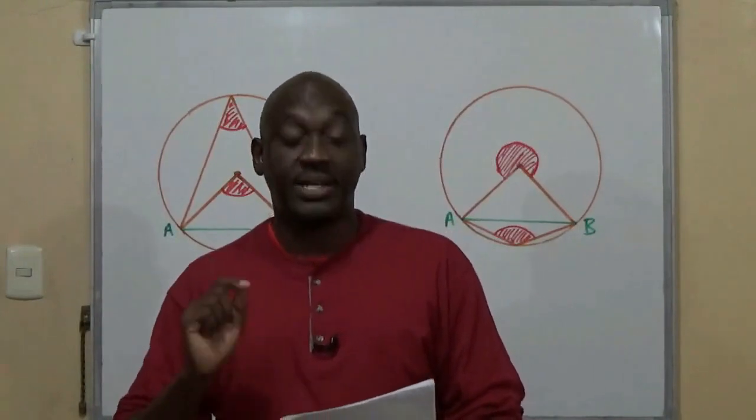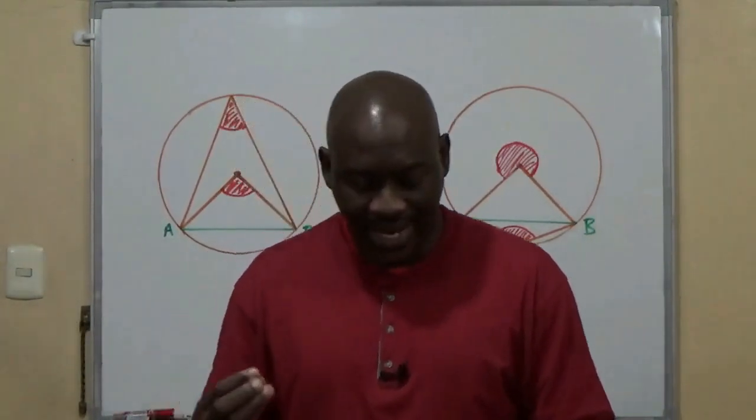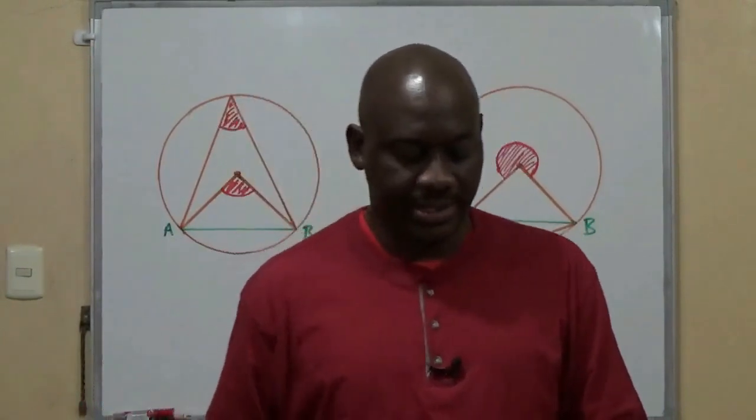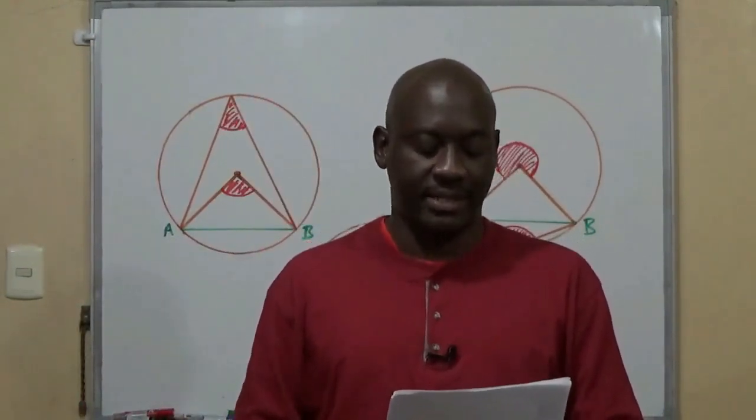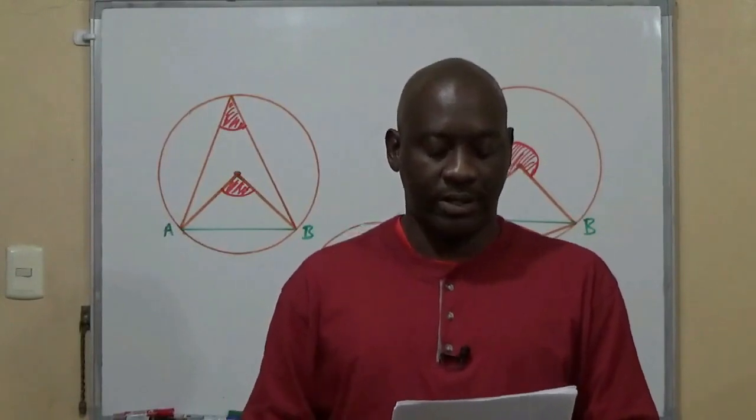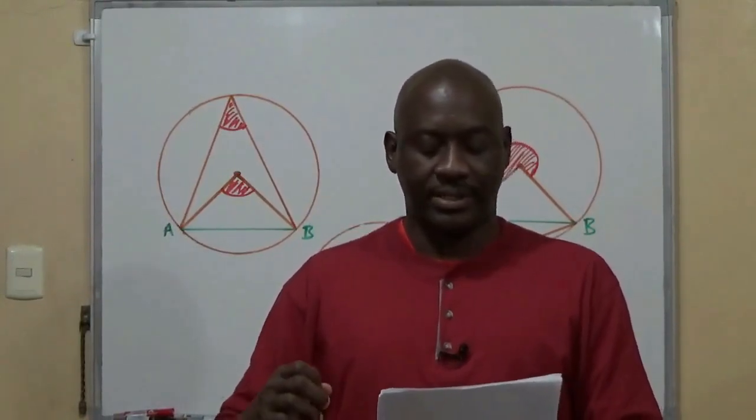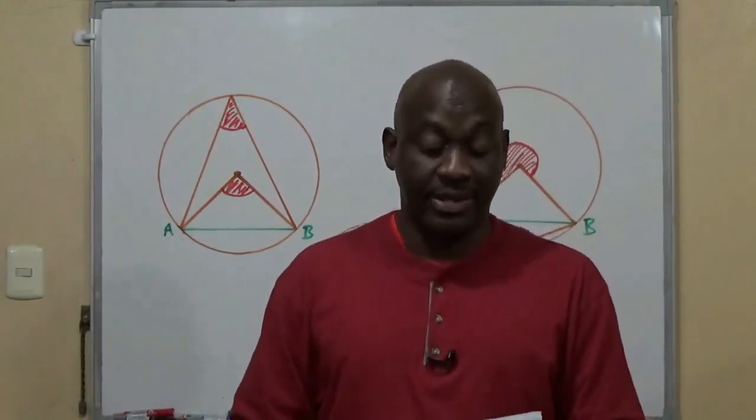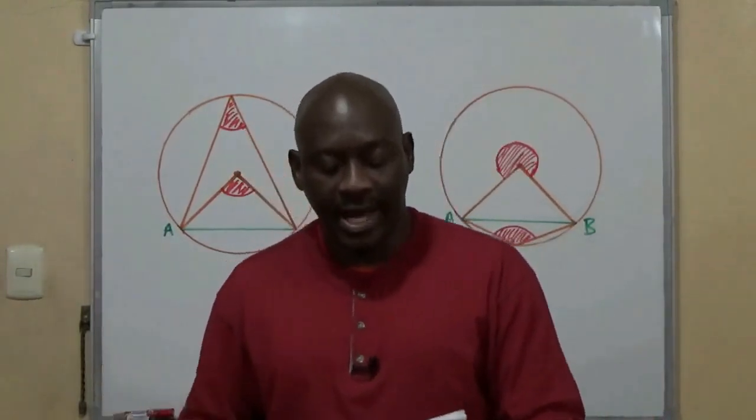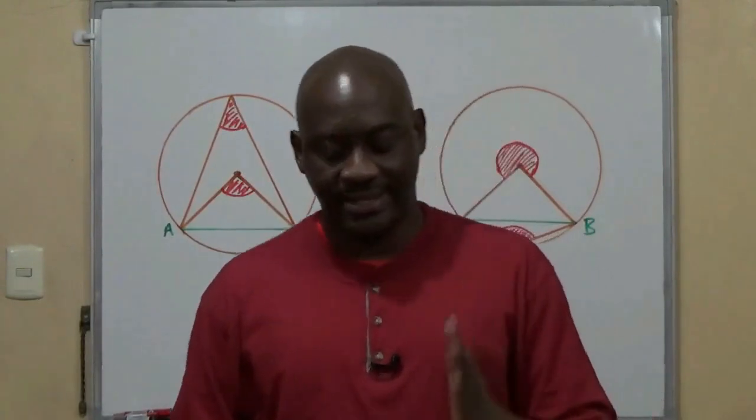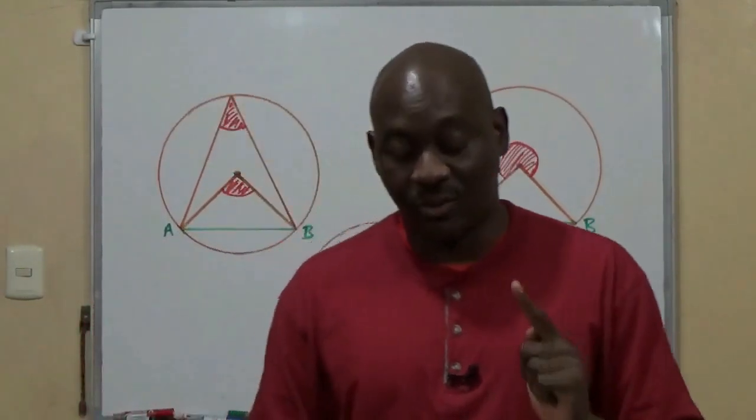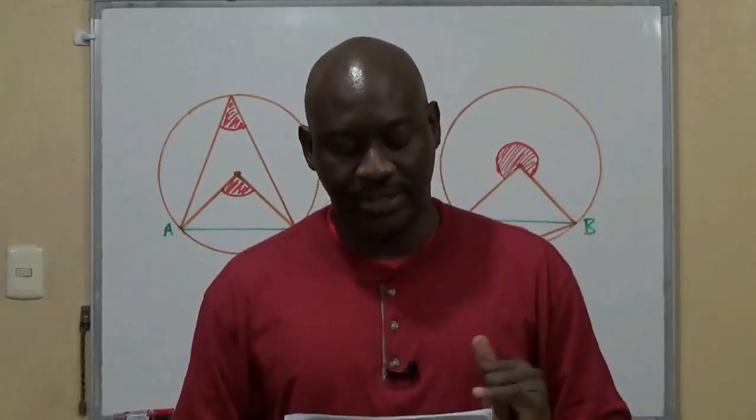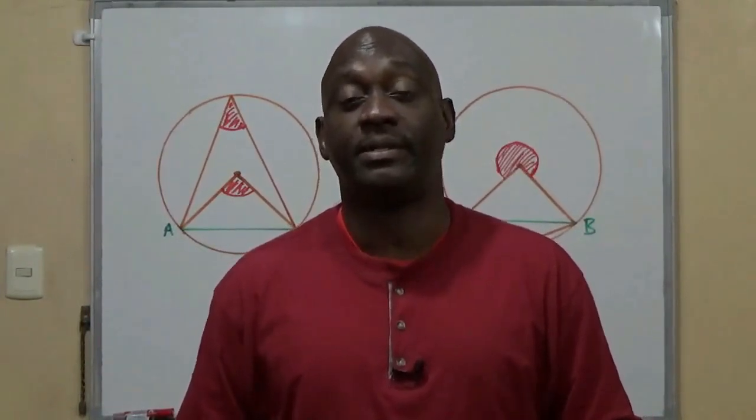The theorem reads as follows. The angle subtended by a chord at the center of the circle in one segment is twice the angle subtended by the same chord at any point on the circumference in the alternate segment. Let me read that again. The angle subtended by a chord at the center of the circle in one segment is twice the angle subtended by the same chord at any point on the circumference in the alternate segment.